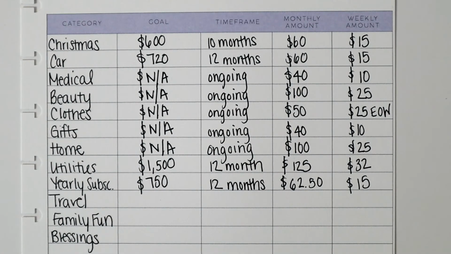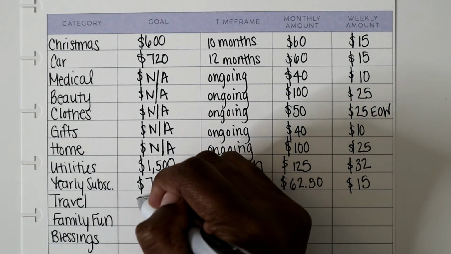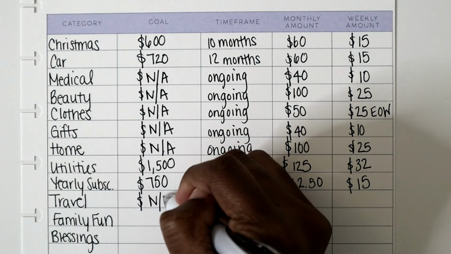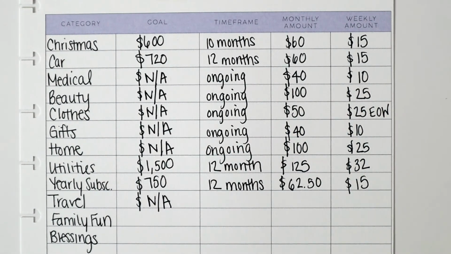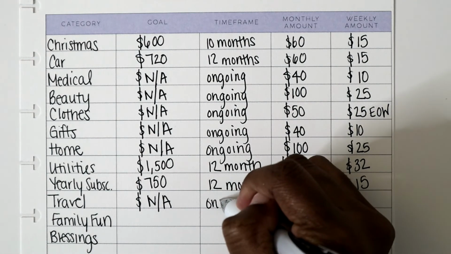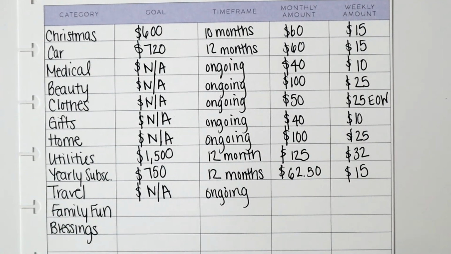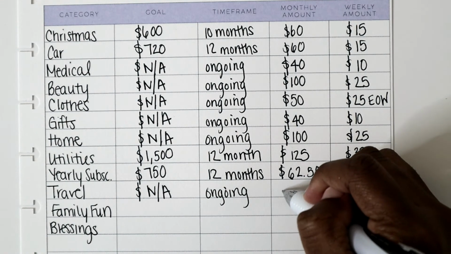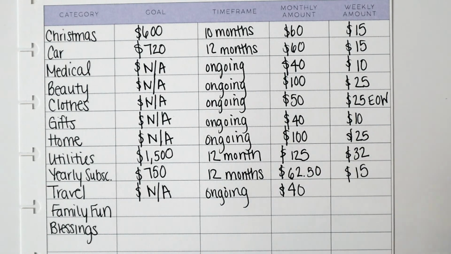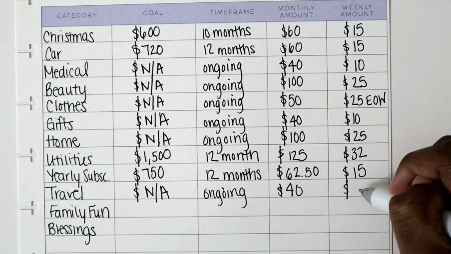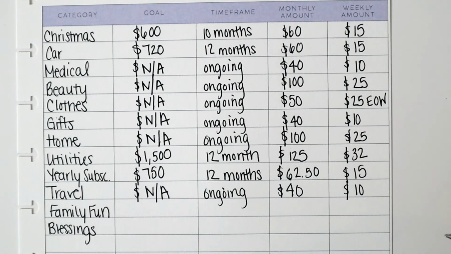The next one is travel, and we don't have a goal for travel. We aren't going anywhere right now, but I still think it's important to actually put a little bit of money aside for when we can travel. So this is going to be an ongoing one because again, we don't have anything in the future right now coming up that we need to save for, but I would like to put $40 a month aside, which would equate to $10 a week.